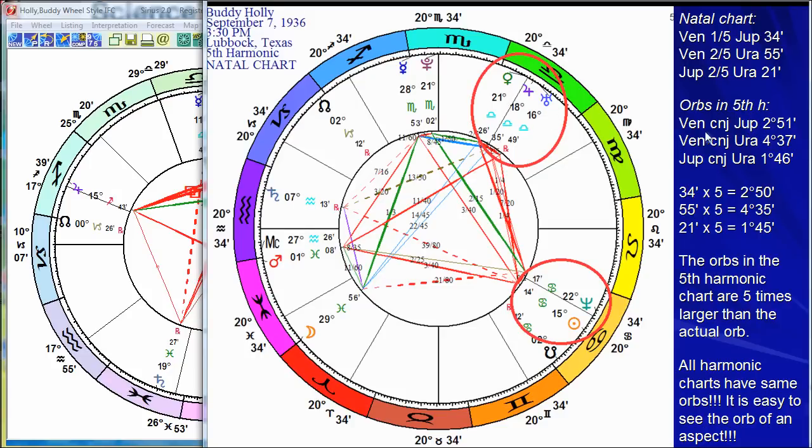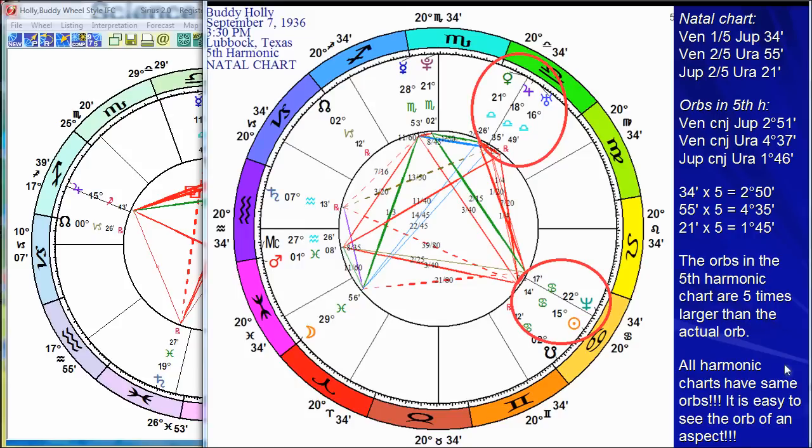And if you look at these orbs, I'll just give you one example. The Venus-Jupiter orb is 2 degrees 51 minutes. If I add 2 degrees 51 minutes to 18 Libra 35, I get 21 Libra 26. So there it is. So the orbs are relatively the same, and this leads to a marvelous, fantastic, exciting result, which I give in the last paragraph here, that all harmonic charts have the same orbs.